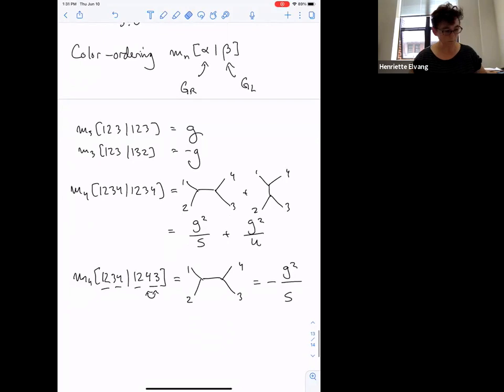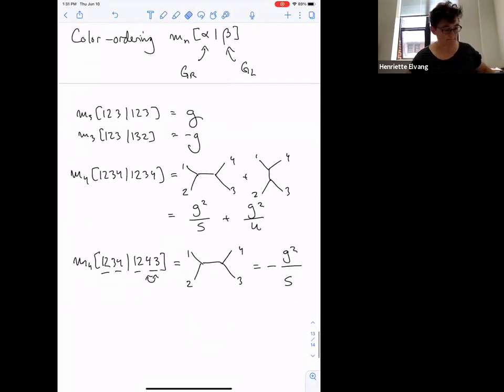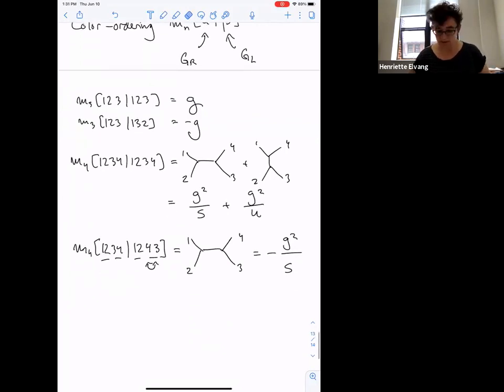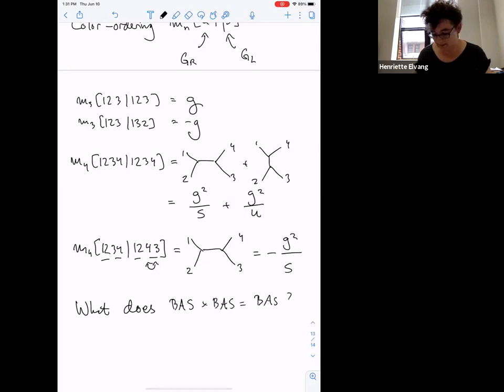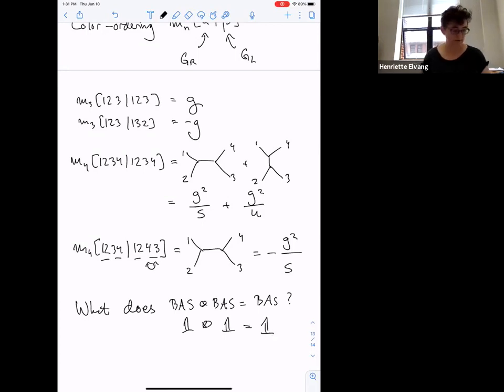Okay. So what does it mean that this theory double copies to itself? What does BAS times BAS equals BAS mean? In other words, what does 1 times 1 equals 1 mean for these amplitudes?